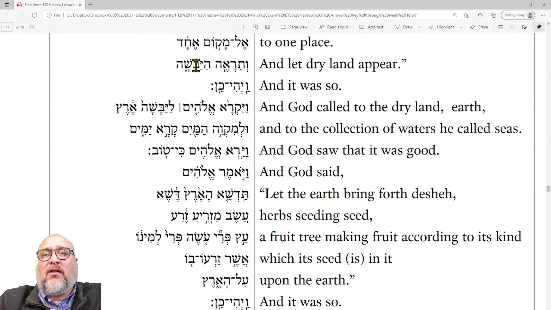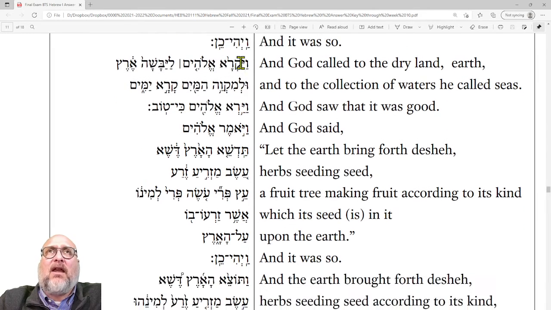And let there appear Yabashah, let dry land appear, Niphal. It would have a doubling dagesh in the first radical, but you can't double a resh. And it was so. And God called to the Yabashah Eretz. God called to the dry land, earth, and to the mikveh. You might remember that that bath that women go through to convert to Judaism, I think, is called a mikveh. That the collection of waters. To the collection of waters, he called Yamim. That's our word sea from today's vocabulary. And Elohim saw that it was good.